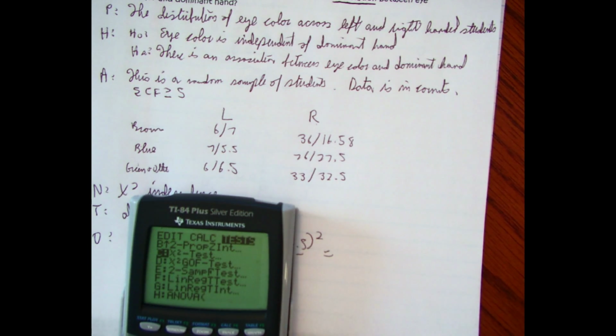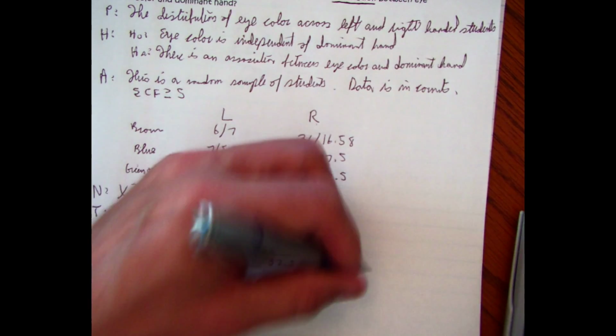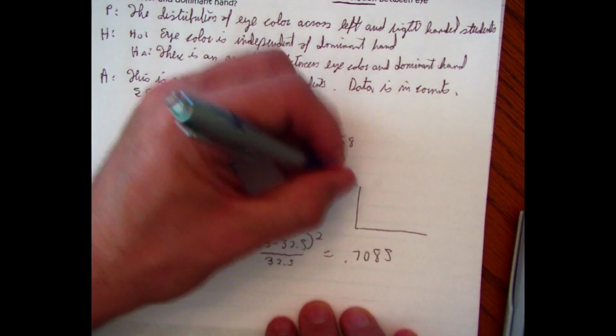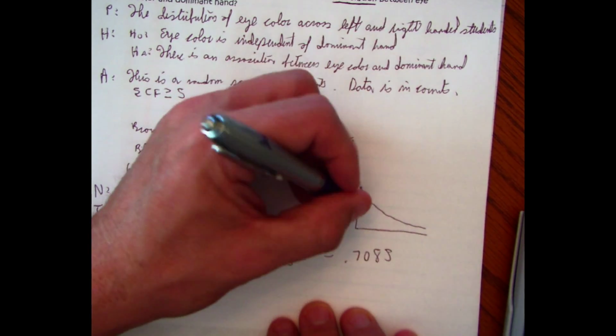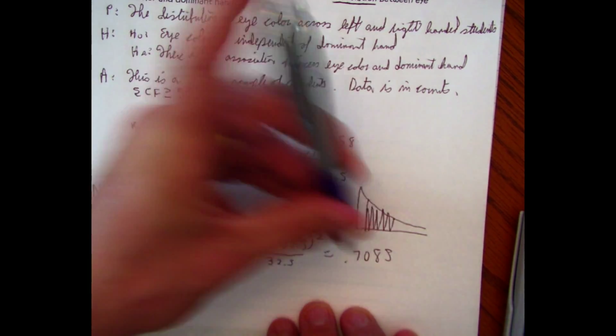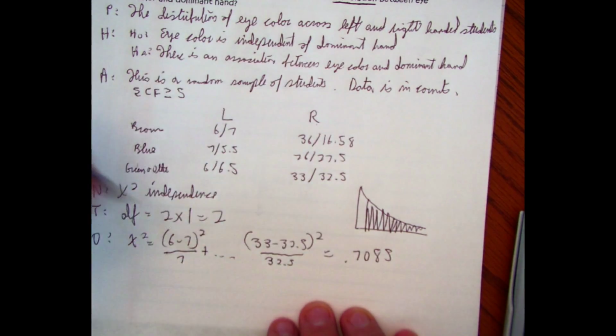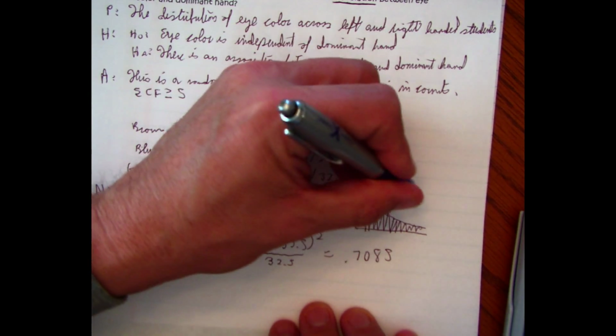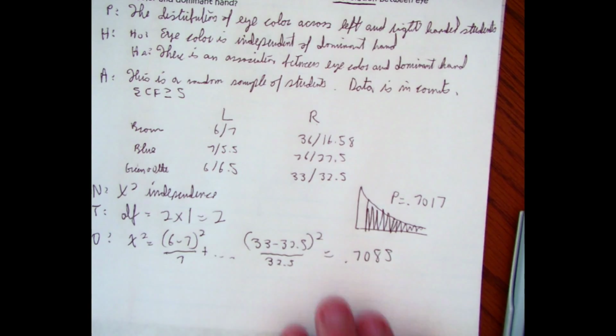Remember, we use a chi-squared test whenever we use a table. And we're going to say, okay, calc, go ahead and draw that up for us. So our chi-squared value is 0.7085. And notice with a small degrees of freedom, it just bends down, right? And it's P equals 0.7017.